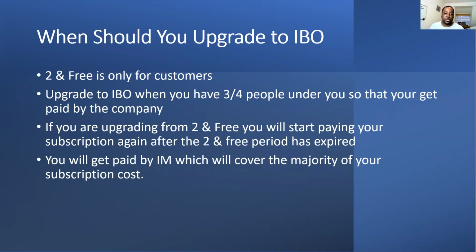So if you're upgrading from 2 and 3, if you're 2 and 3 and you go, "Okay, I'm going to go IBO," you're still in your 2 and 3 until it runs out. And then you have to pay for your subscription manually. And then you start paying your subscription again because you're IBO. Okay, so you won't lose your 2 and 3 when you go IBO.